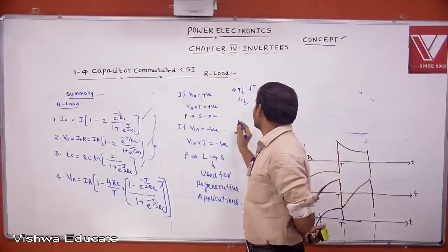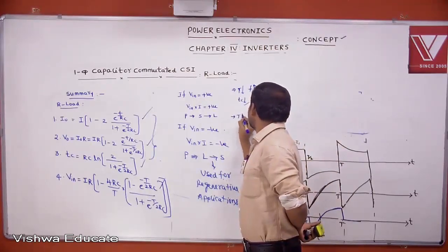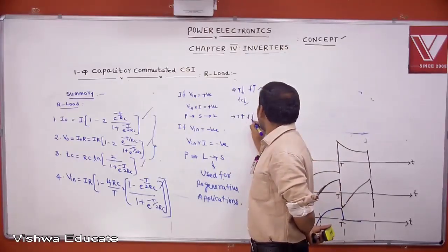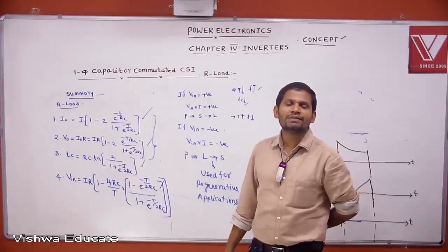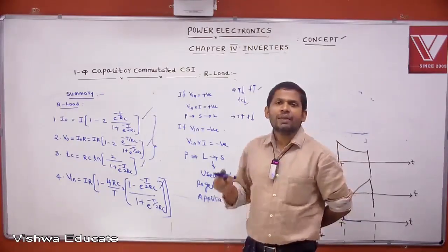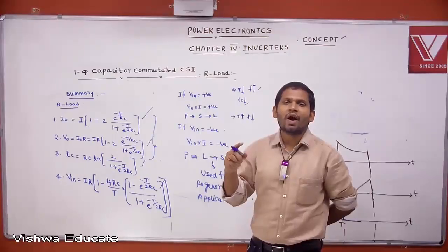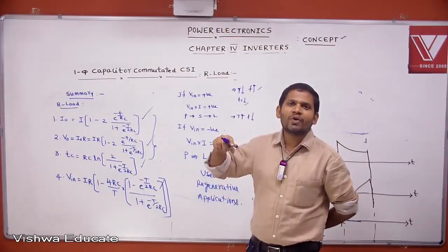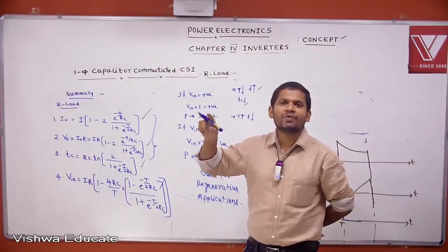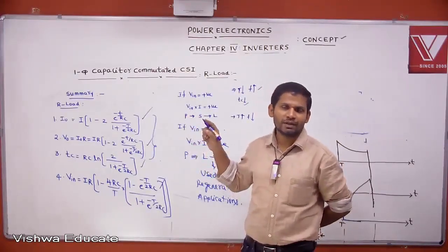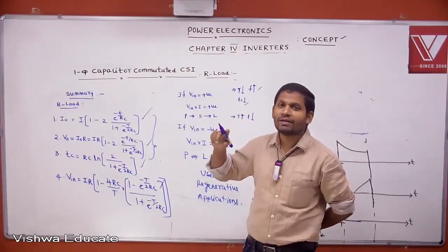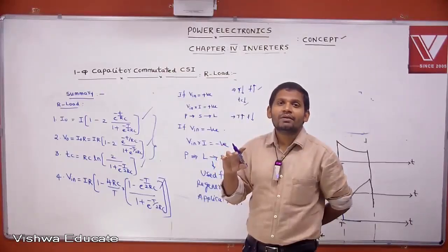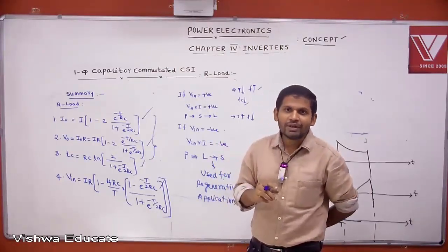Another observation: if T is increased, no doubt the frequency of operation is reduced. Then whatever output current or output voltage waveform we get, the shape of that waveform nearly becomes flat, nearly a square waveform. That's why the lower frequency of operation of this inverter is limited by the shape of the waveform.